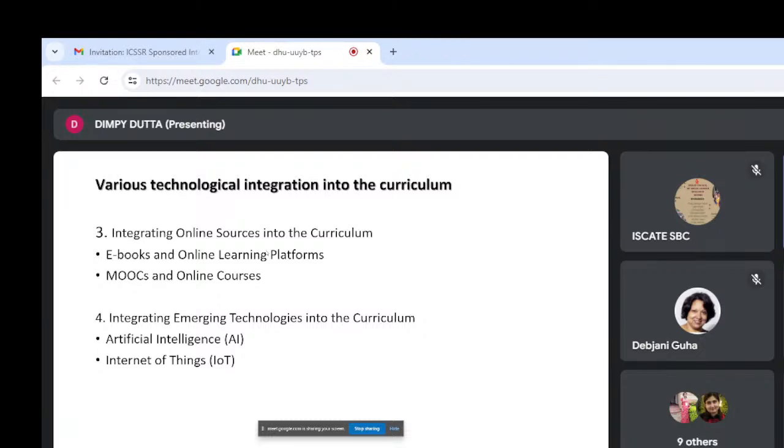The next is integrating emerging technologies into the curriculum. The first we have is artificial intelligence. Integrating AI-driven tools into the curriculum can enhance the teaching-learning process, as AI algorithms can analyze students' performance and provide a personalized learning experience. AI is an emerging technology. Of course, we know that it has revolutionized the entire education landscape. Some of the tools are ChatGPT, writing assistive platforms, Quillbot, Turnitin, etc.